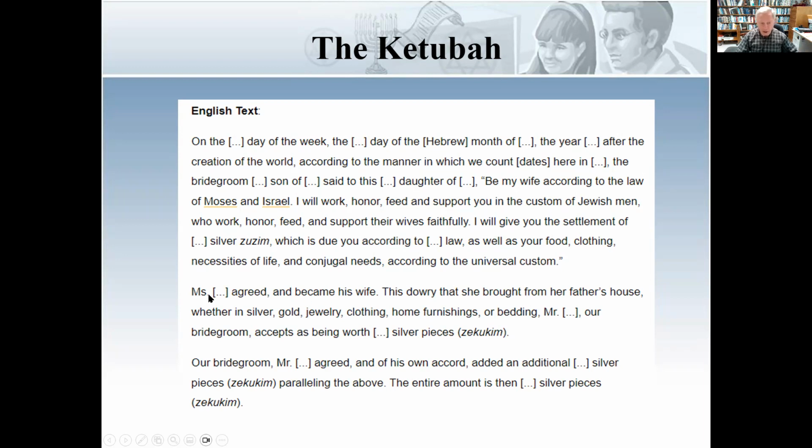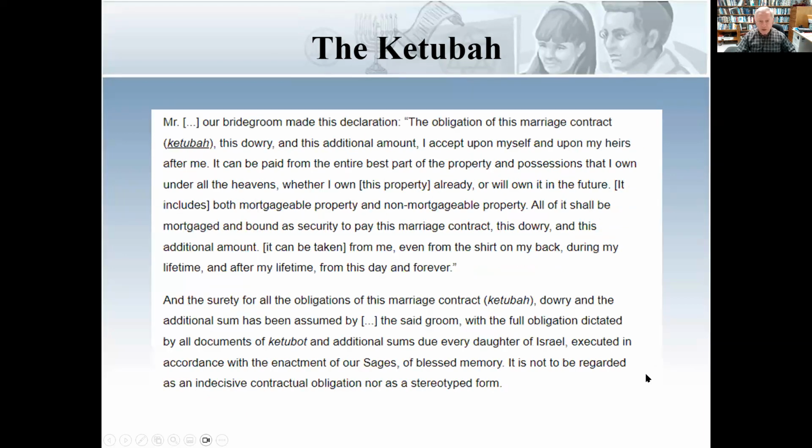And she, the bride, agreed, and it specifies the dowry that she brings into the relationship and how much he brings into the relationship. And then more legal language that spells out the amount of money that he will pay her if, God forbid, the marriage would dissolve in the future. And it describes the kind of property and that she has a security interest in his property, even to the shirt on his back during his lifetime and even after his lifetime.